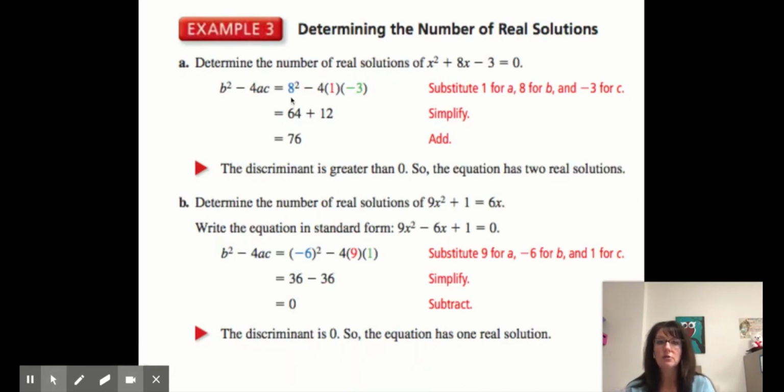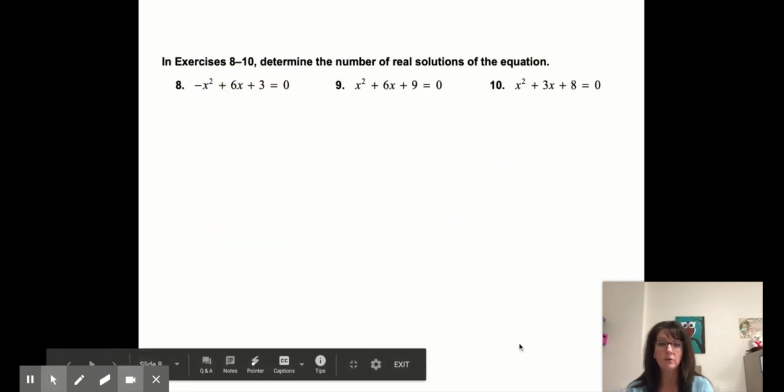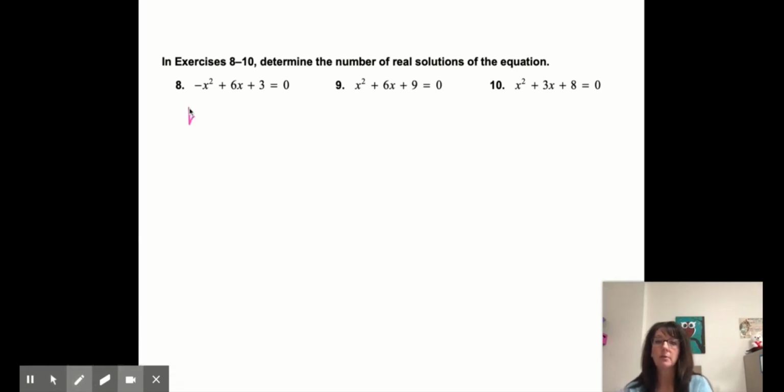So we're going to use the discriminant right here, b squared minus 4ac. Okay, so if you have a 76, we know that it's greater than 0. You have 2 real solutions, 2 x-intercepts. When you get 0, you're going to have 1 real solution, 1 x-intercept. So determine this. We want to use the discriminant, b squared minus 4ac.